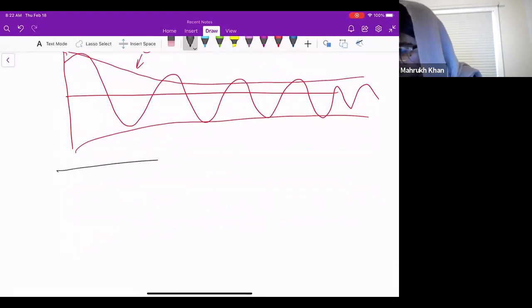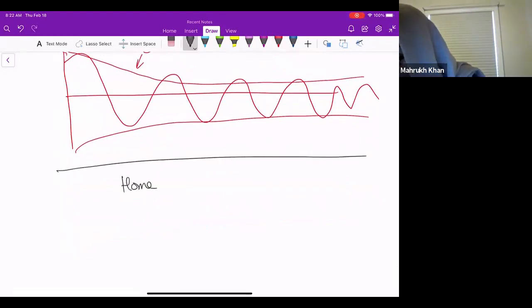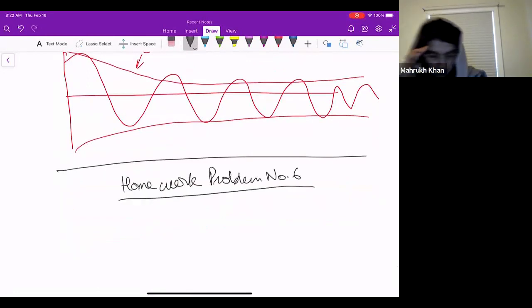Homework problem number 6. The problem is: consider a vector wave that is propagating in a homogeneous dielectric medium with permittivity epsilon, epsilon r epsilon naught, and mu equals mu naught. If the wave has a measured time-dependent electric field given by this expression, you have to find all of these things.